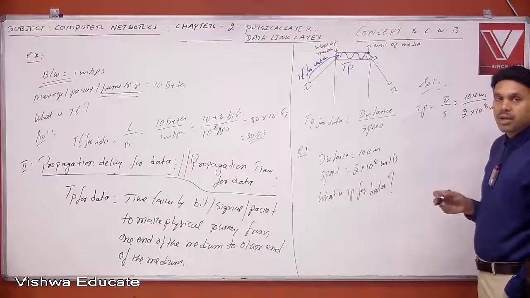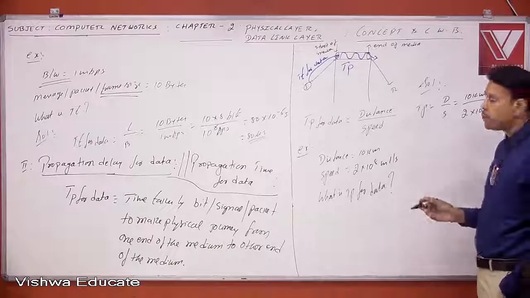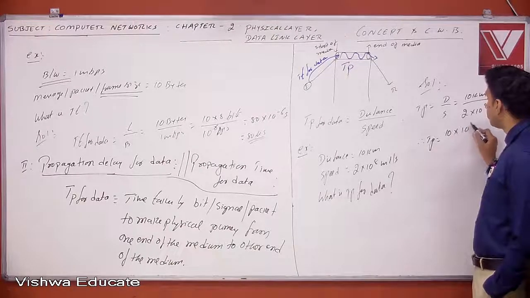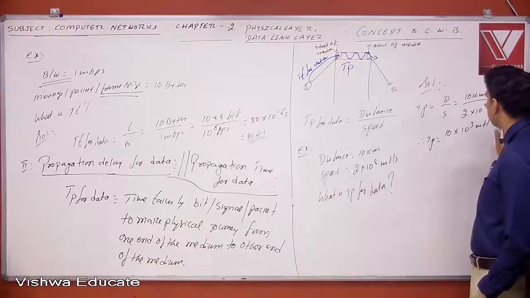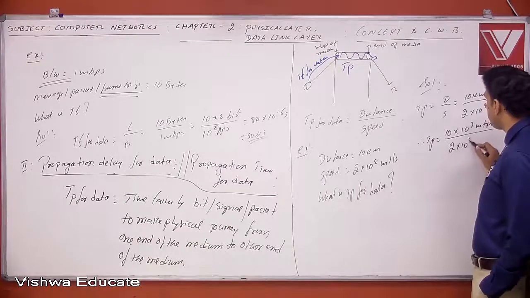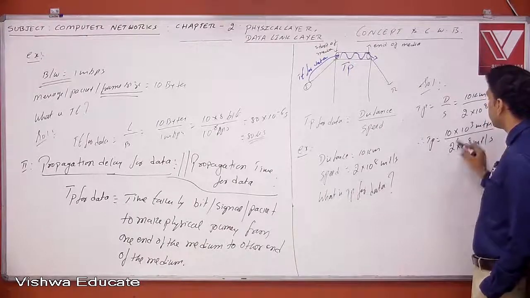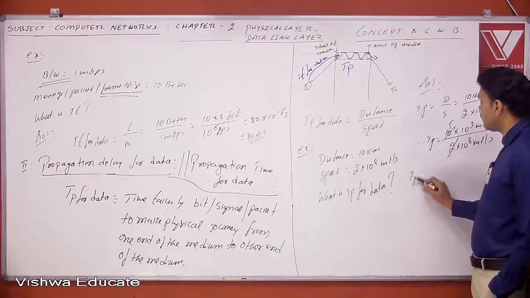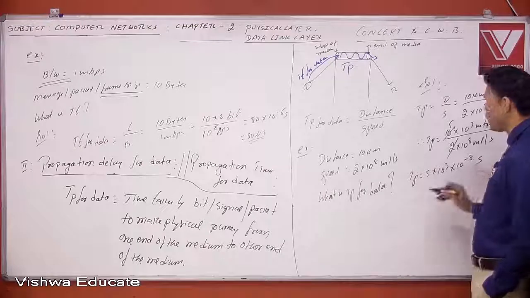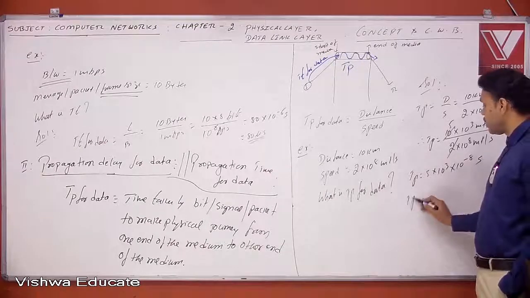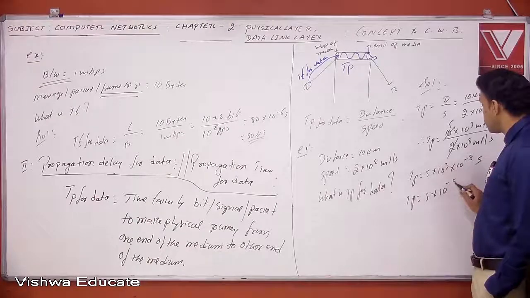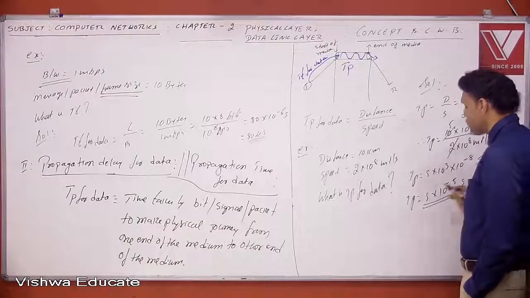Numerator is in kilometers, denominator is in meters, so therefore convert the numerator. Therefore, TP is equal to 10 into 10 power 3 meters by 2 into 10 power 8 meters per second. So 2 5s. So TP is equal to 5 into 10 power 3 into 10 power minus 8 seconds. Therefore, TP is equal to 5 into 10 power minus 5 seconds. This is your answer.